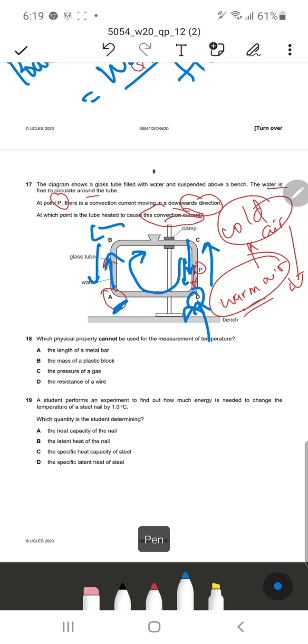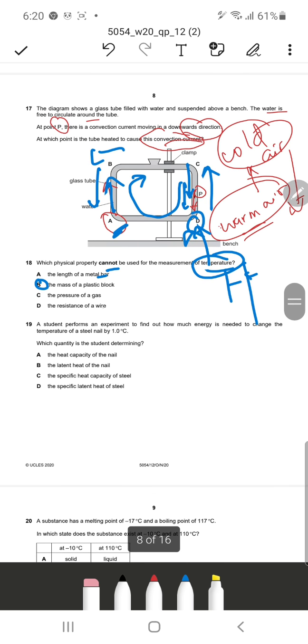Okay, question number 18. It says which physical property cannot be used for the measurement of temperature. There are certain physical properties which we learn about that change directly with temperature. So let's see which one cannot be used. The length of a metal bar can be used because it will expand. The mass of a plastic block cannot be used. That doesn't even make any sense. B is the correct response. All the others, pressure and resistance, can be used.